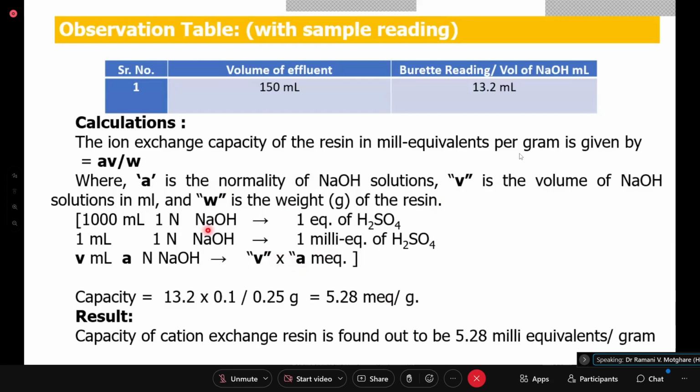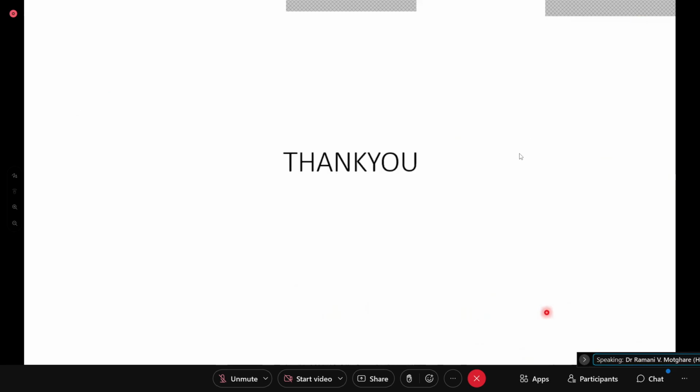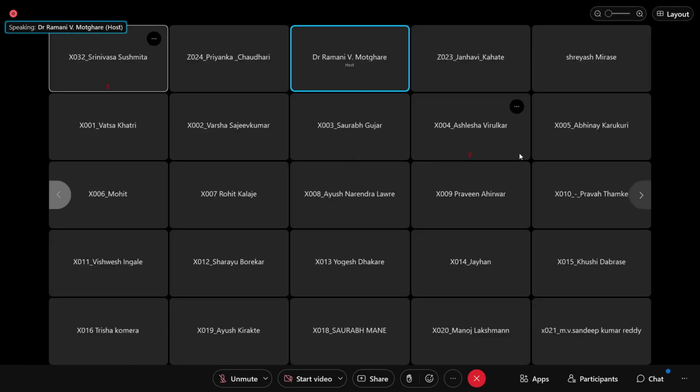The calculation is volume of NaOH into the normality of NaOH divided by the weight of resin taken. You get the ion exchange capacity. The capacity is reported in milli equivalents per gram because your volume of NaOH is in ml. That is why it is mentioned as milli equivalents per gram. Things are clear? And these are the precautions to be taken in the experiment. I'll now stop sharing this, and then we will go to verify the Freundlich adsorption isotherm.